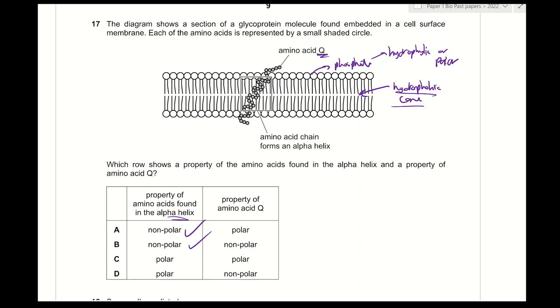And this enables it to form hydrogen bonds with the extracellular fluid or the intracellular fluid. Now, the amino acid that's going to be found at this part of the membrane is definitely also going to be hydrophilic or polar. Therefore, the correct answer is going to be A.